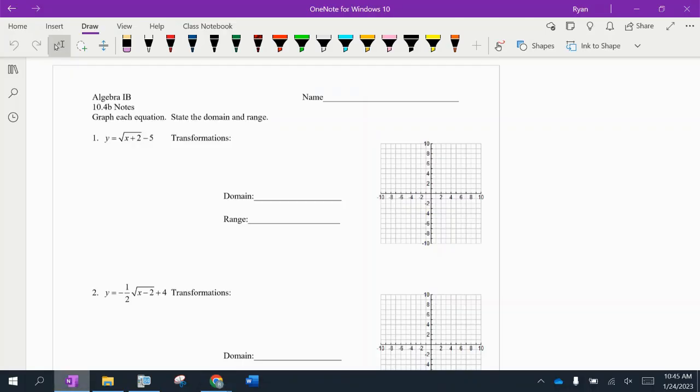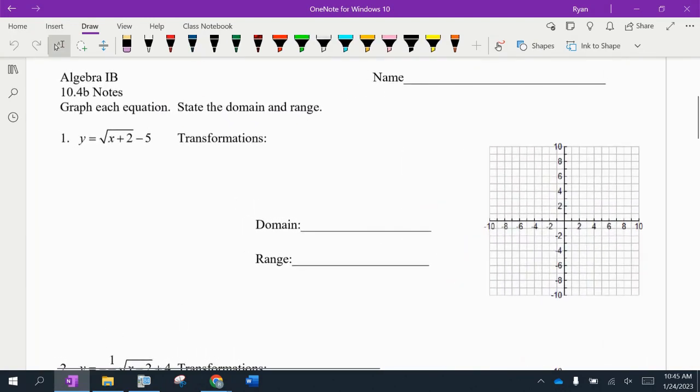All right, this is Algebra 1B, section 10.4, day 2 on graphing square root functions. First example looks like this, and the transformations are to shift it left by 2 because of the x plus 2 inside the square root, and to go down by 5 because of the minus 5 at the end.